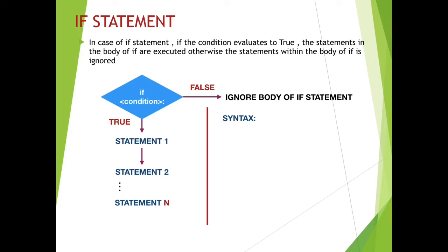What is the syntax for using if statement? The syntax is as follows. We give if, after that we write whatever condition needs to be fulfilled, and then Python will check whether the condition is true or false, and only if the condition is true, it will go inside that particular block.